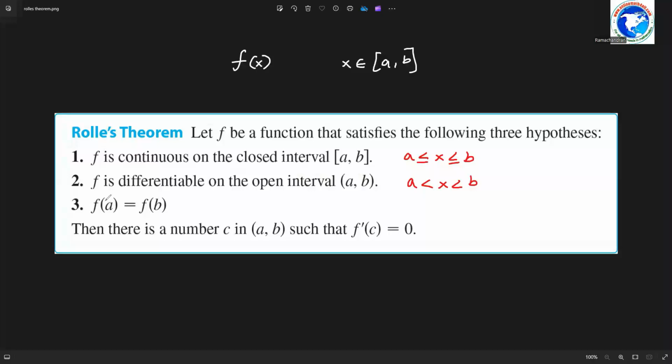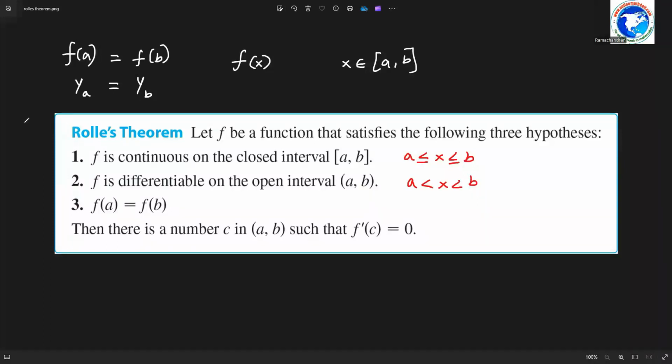And the third condition is f of a and f of b must be equal. That is, I'm going to plug in the boundary values a and b into the given function f of x. When I plug in x is equal to a, I get f of a. When I plug in x is equal to b, I get f of b. So they must be equal. Actually, f of a and f of b are the values of y. That is, f of a is the value of y when x is equal to a, and f of b is the value of y when x is equal to b. So the values of y must be equal when x is equal to a and x is equal to b.